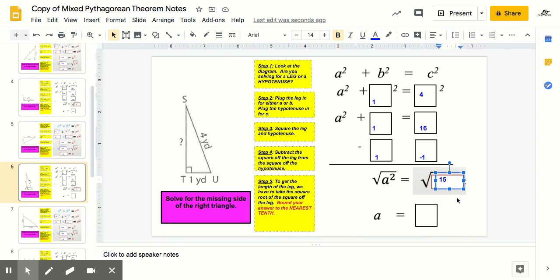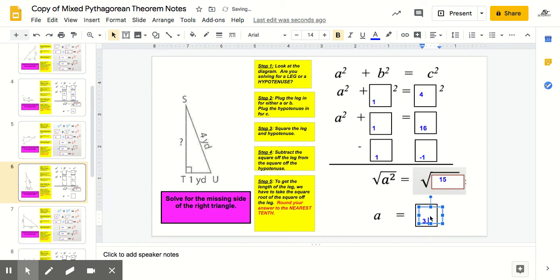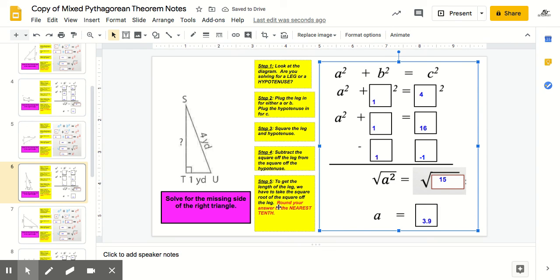And when we take the square root of 15, 15 again is not a perfect square, so we will get a decimal. I'm asking you to round it to the nearest tenth. So when I take the square root of 15, we get 3.87. So if I'm rounding that to the nearest tenth, it will be 3.9. So the length of that leg of the triangle is 3.9 yards.